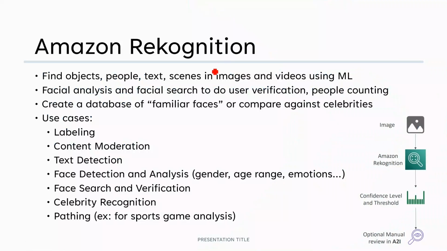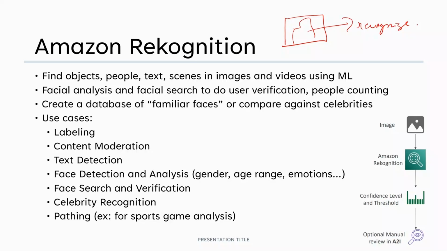The first service that we are going to learn is Amazon Rekognition. As the name suggests, it is used to find objects, people, text, scenes in images and videos using ML. So anything that is related to image or video processing, if some kind of question comes from that part, then please close your eyes and go with Amazon Rekognition. It can also do facial analysis and facial search to do user verification, people counting. For example, you have a picture and there is some person around it, and it can recognize who this particular person is in this particular picture.